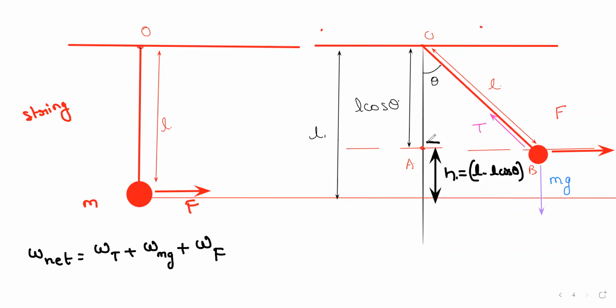So what is this length? L sin theta, sir. So initially the body is here, right? This is the initial position. This is the final position. What is the displacement vector? The shortest distance from the initial to the final point.